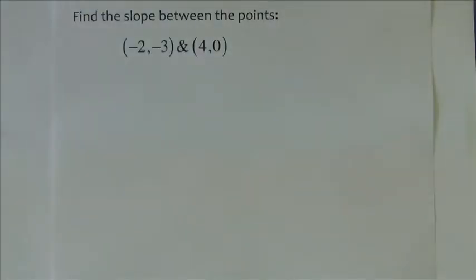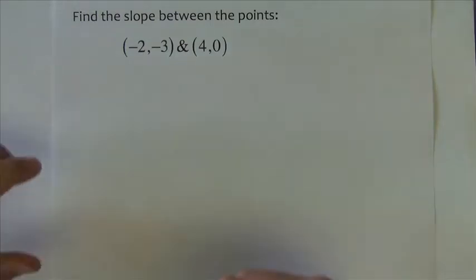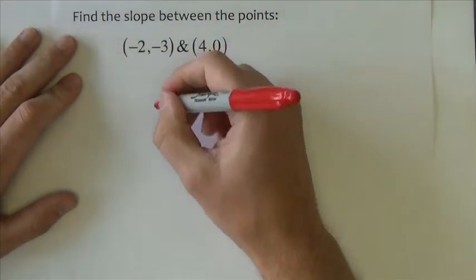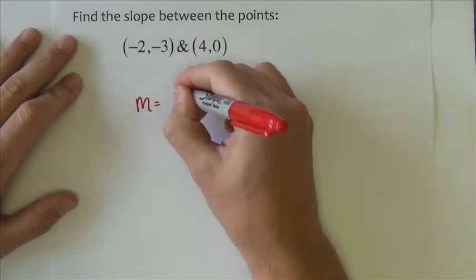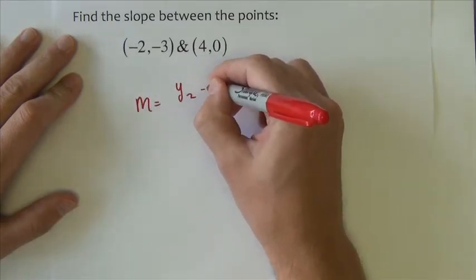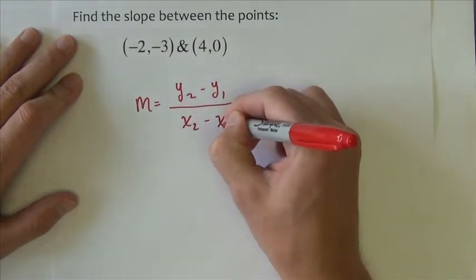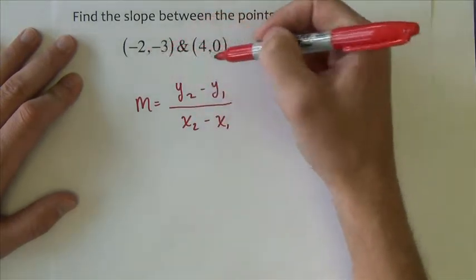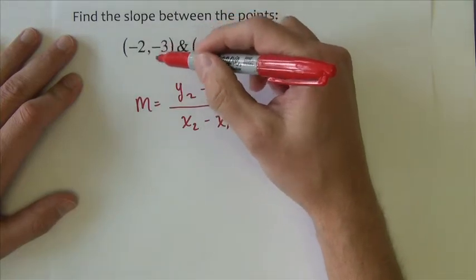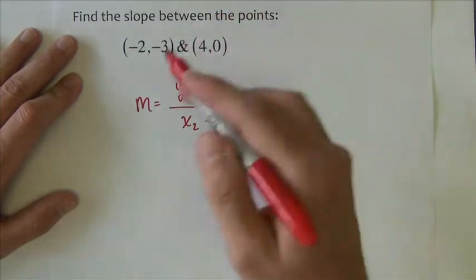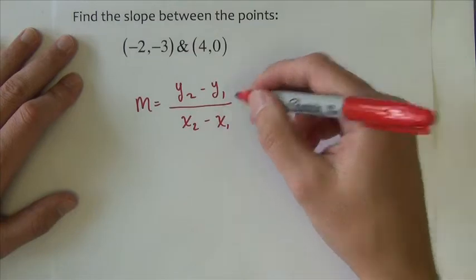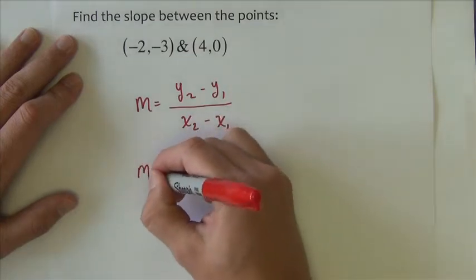So an example of that asks us to find the slope between the points (-2, -3) and (4, 0). My slope formula again, y2 minus y1 over x2 minus x1. It doesn't matter which one of these points is the x1, y1, which one's the x2, y2. You can label them however you want. You can subtract them however you want.